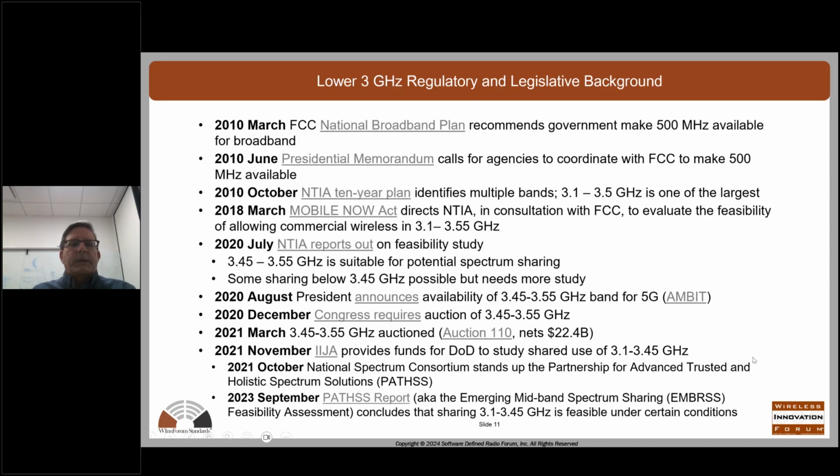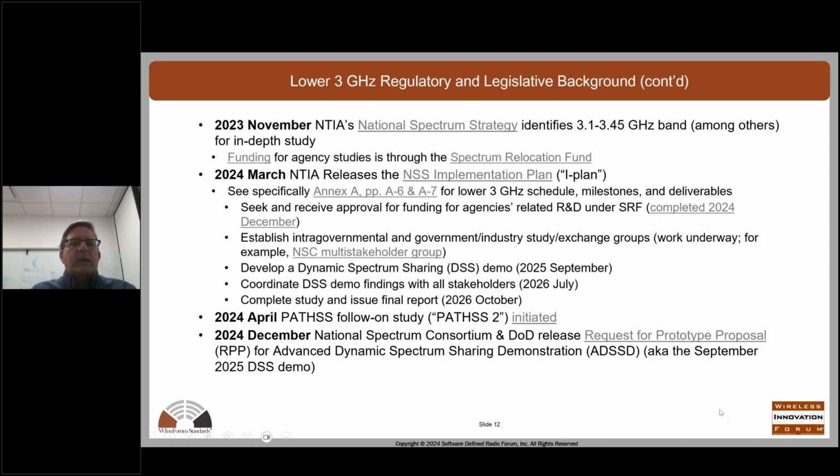more than a year ago, NTIA released the National Spectrum Strategy, and it specifically called out the 3.1 to 3.45 gigahertz band for in-depth study. Now, this was in addition to what was being done in the PAS process. It led to a little bit of confusion about what's the difference between this study and the PAS study. I'll leave that to others to opine on, but there are, in a way, kind of parallel processes going on.